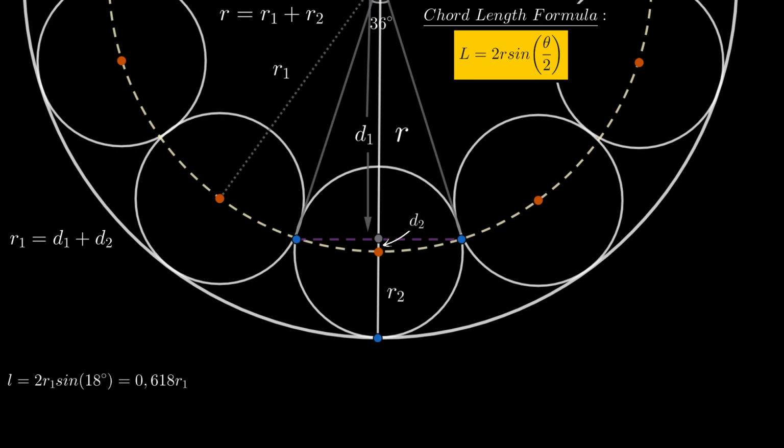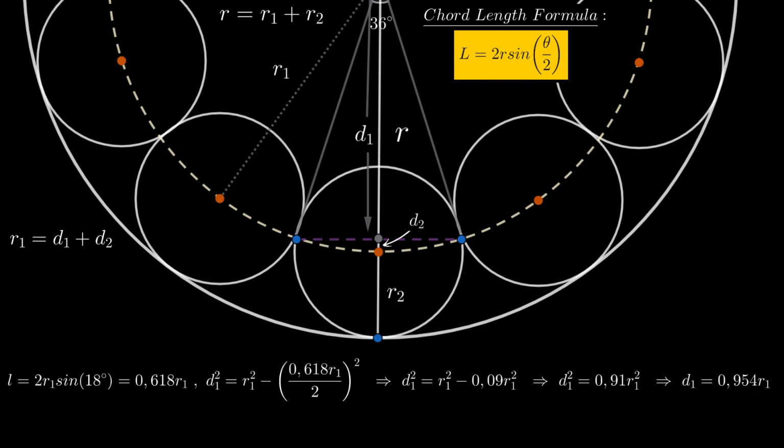By the Pythagorean theorem, we have d1 squared equals r1 squared minus (0.618 times r1 over 2) squared, which is r1 squared minus 0.09 times r1 squared, which is 0.91 r1 squared, so d1 is 0.954 times r1. Now we go to d2. d2 is just the difference between the radius of this medium circle, r1, minus d1. So d2 equals r1 minus 0.954 times r1, which is 0.046 times r1.